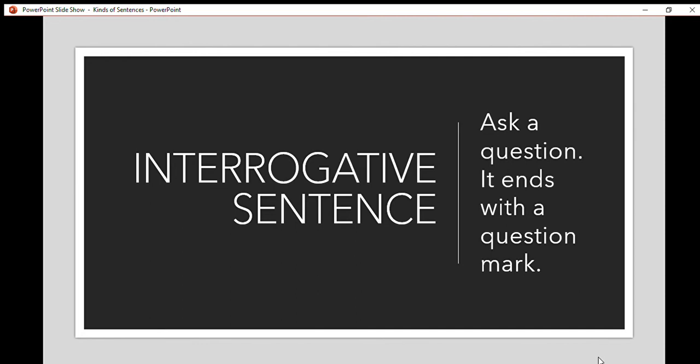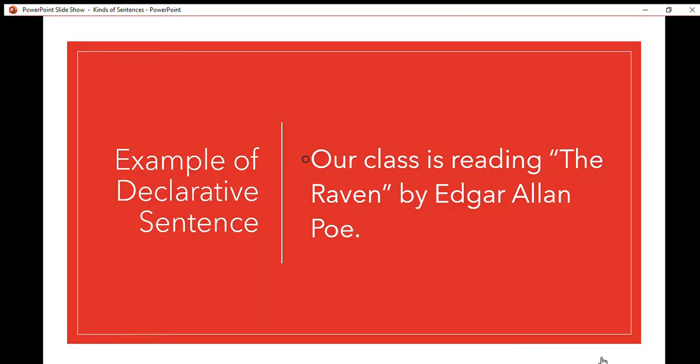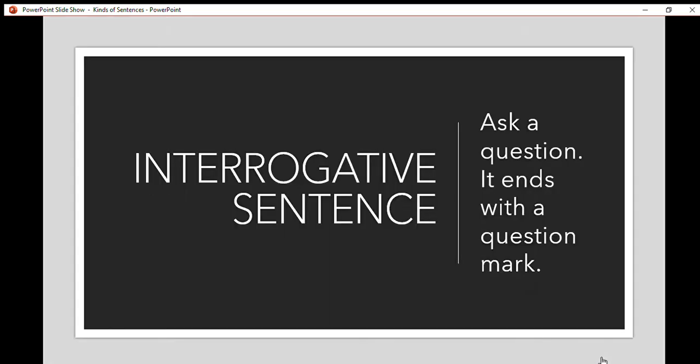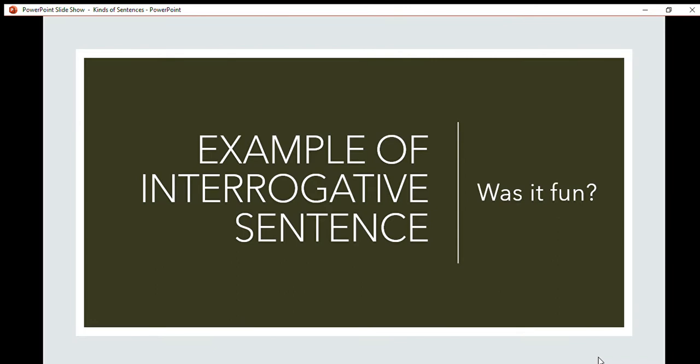So those are critical things that you have to look for when you're having to identify types of sentences. A declarative sentence ends with a period. An interrogative sentence asks a question and ends with a question mark. An example of an interrogative sentence is, for example, what is fun? It's asking you, what is fun?